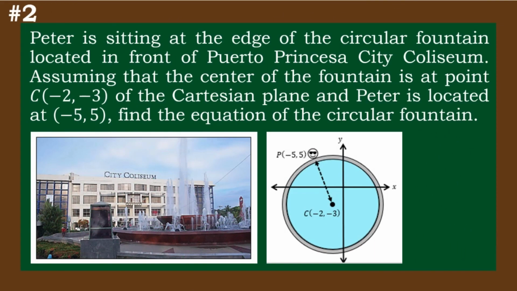And number 2, Peter is sitting at the edge of the circular fountain located in front of Puerto Princesa City Coliseum. Assuming that the center of the fountain is at point C, (-2, -3), of the Cartesian plane, and Peter is located at point (-5, 5), find the equation of the circular fountain.